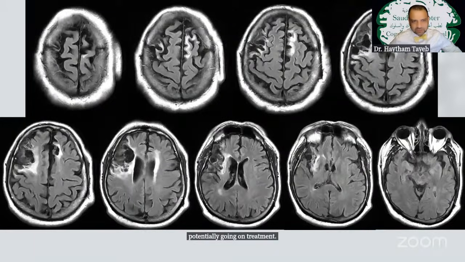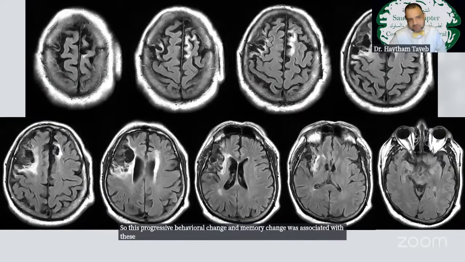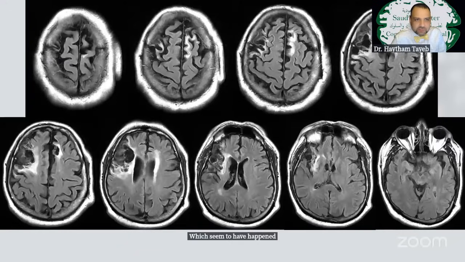I put this case up here because of the word masqueraders I referred to earlier, and because of the alleged push to dissociate clinical from biomarkers. So this progressive behavioral change and memory change was associated with these strokes, which seem to have happened at some point after his surgery. And this is probably this lesion and a little bit those lesions, and that lesion.